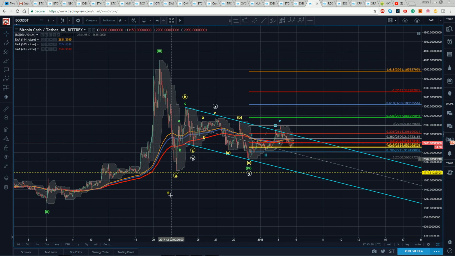And then on the very largest degree, even though we have this complexity here, we just have an ABC. And you can see we're just moving down in this channel, which has been fairly well defined by all this price action here. Well, this is the first sign of a break outside of the channel.